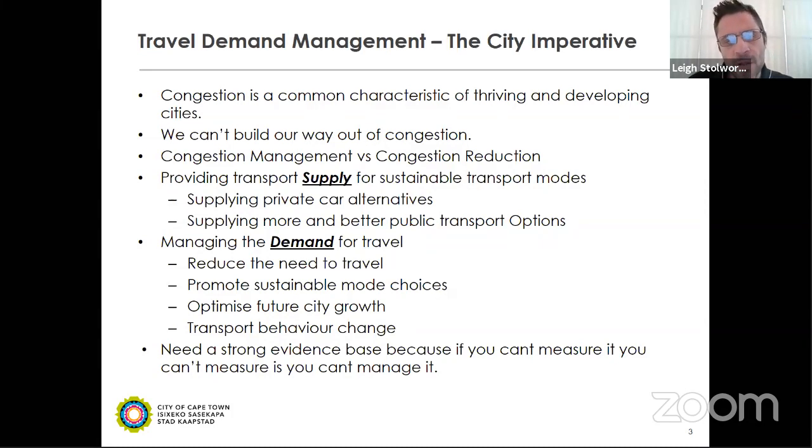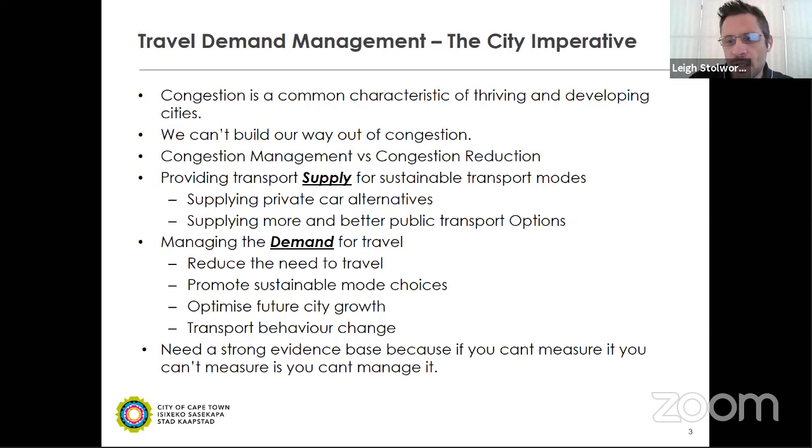And I think we all know that congestion is a common characteristic of all developing and thriving cities. As long as you have multiple people living in the same place, they're going to get in each other's way. And we know that we can't build our way out of congestion. So what we need to be thinking about as cities is congestion management versus congestion reduction, because there will always be some level of congestion in the urban landscape.